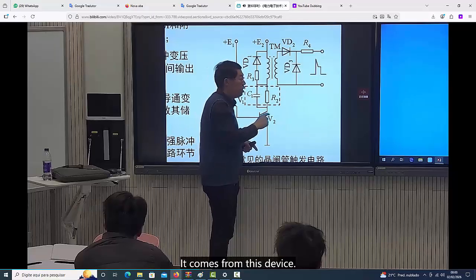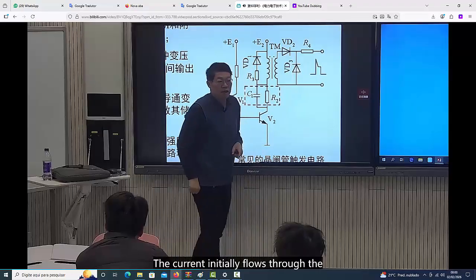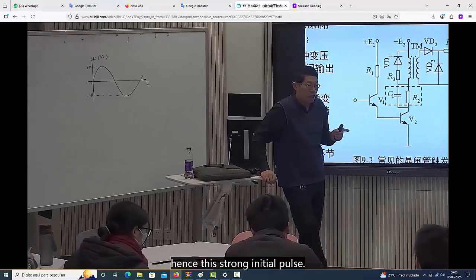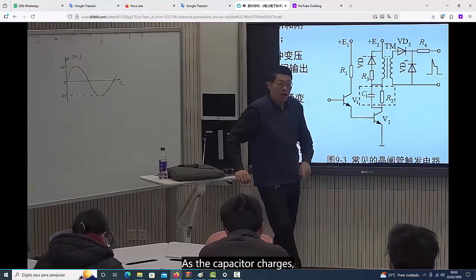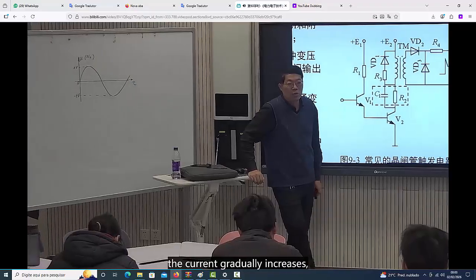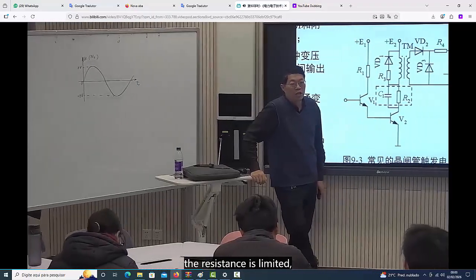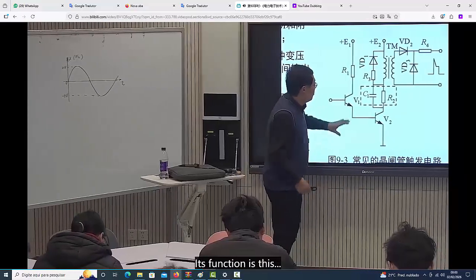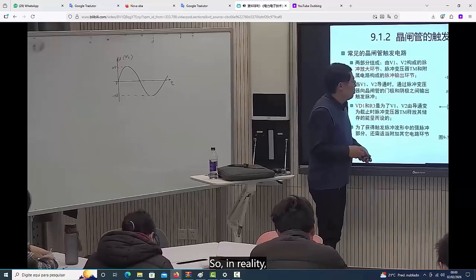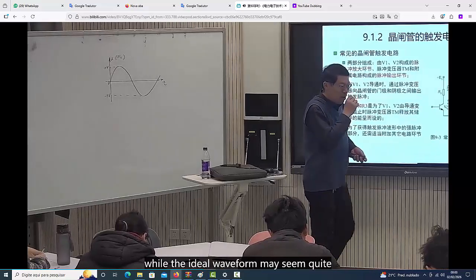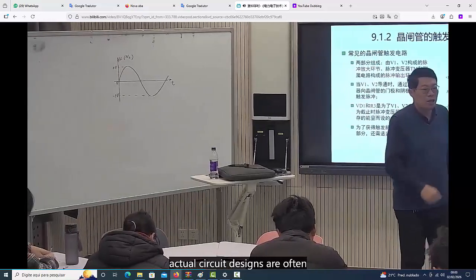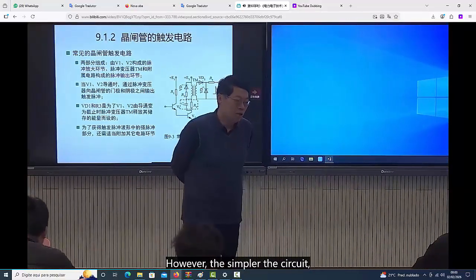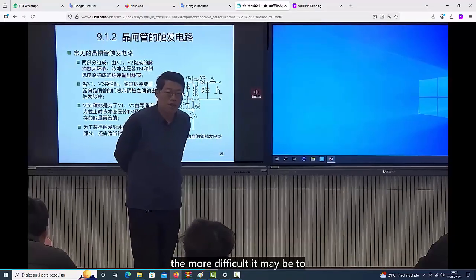It comes from this device. The current initially flows through the capacitor and is unrestricted, hence this strong initial pulse. As the capacitor charges, the current gradually increases, the resistance is limited, and the current decreases. Its function is this. So, in reality, while the ideal waveform may seem quite complex, actual circuit designs are often simpler. However, the simpler the circuit, the more difficult it may be to understand.